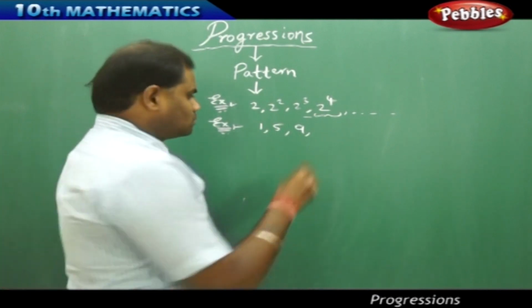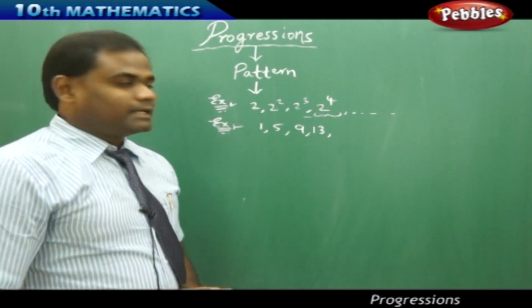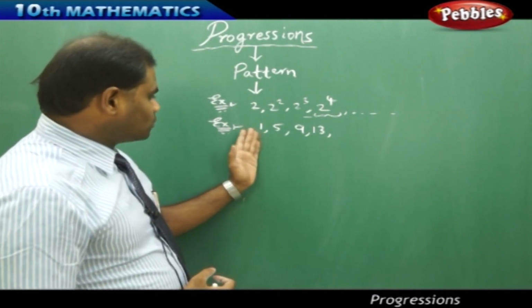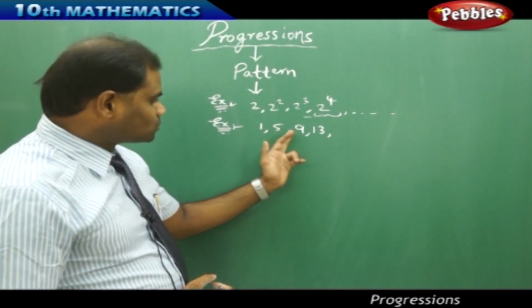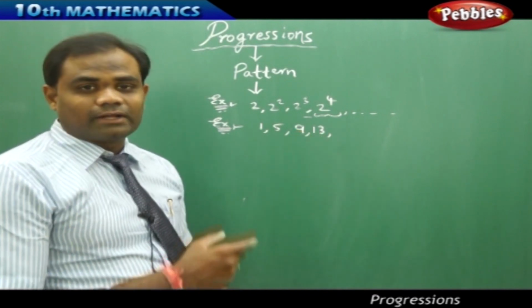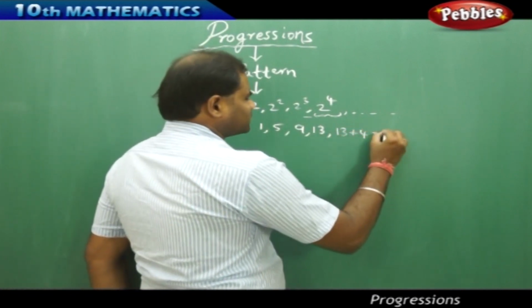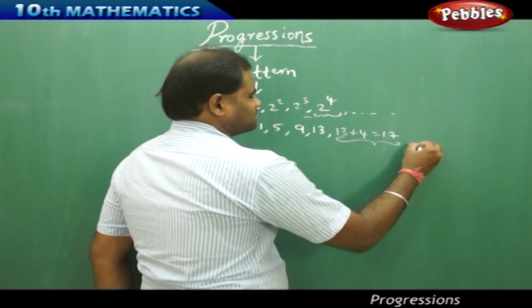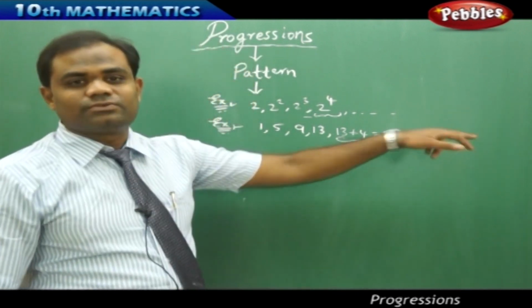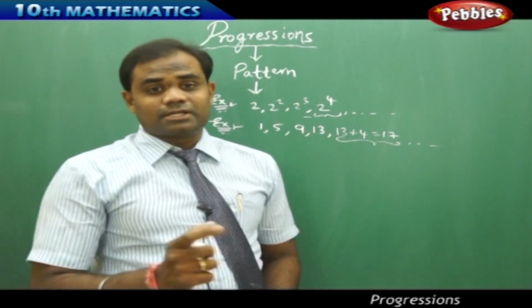Then I would like to know the next term in this pattern. I clearly see that when I add 4 to 1, I get 5. When I add 4 to 5, I get 9. When I add 4 to 9, I get 13. Therefore, when I add 4 to 13, that is 13 plus 4 equal to 17 is the next term, followed by 21, 25, etc. So every problem need not be with the same pattern.